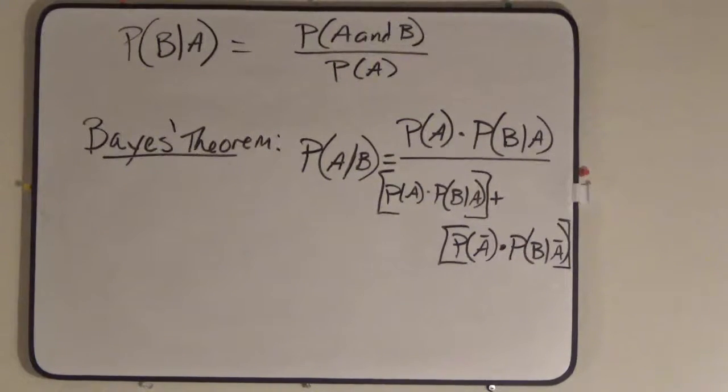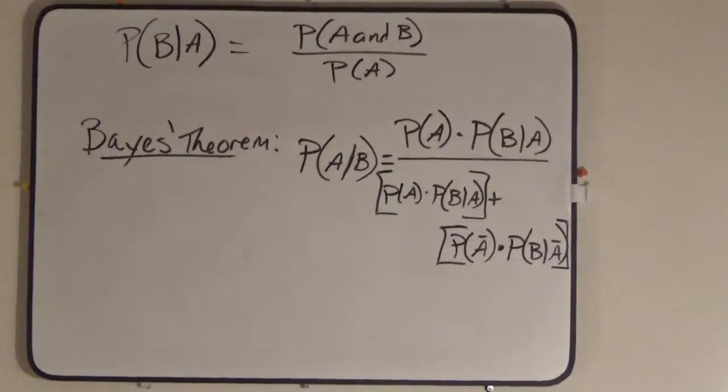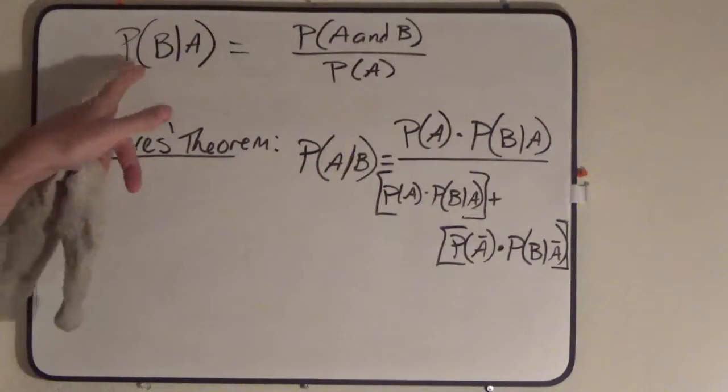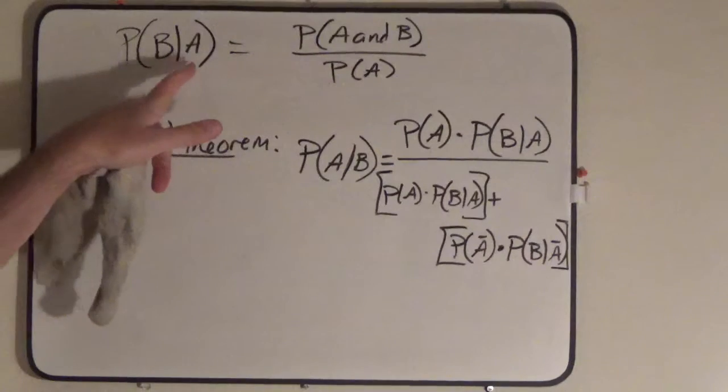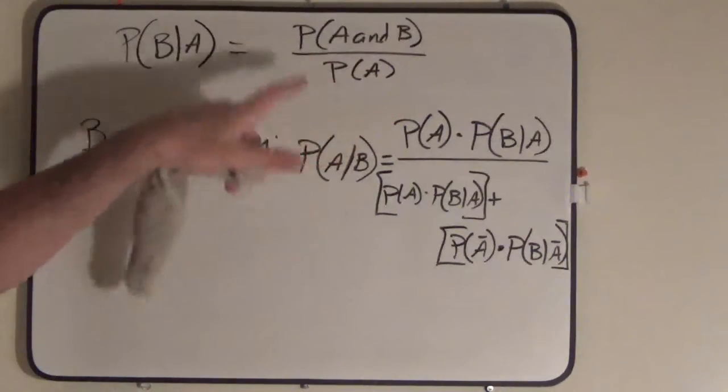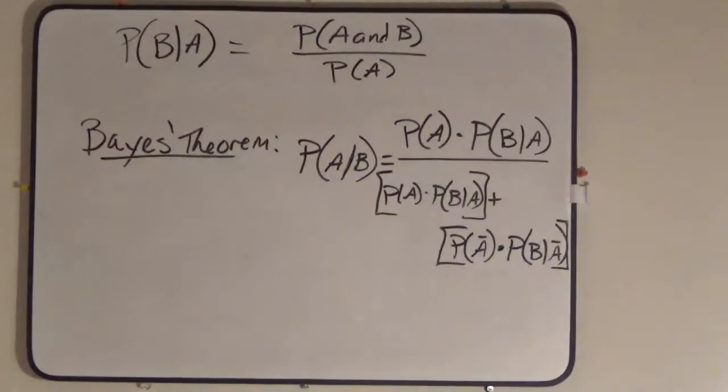This is lesson 4.8, Bayes' theorem. Now guys, you'll remember in the past we've already discussed this formula where we're finding the probability of B after A has already occurred. That was the probability of A and B over the probability of A. That was the formula that we used.